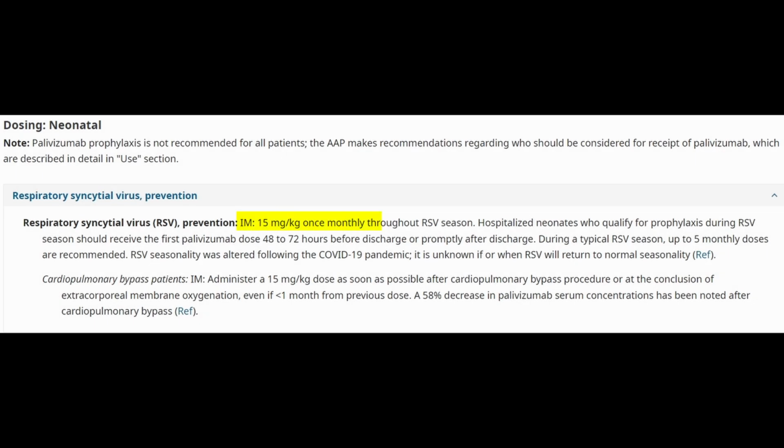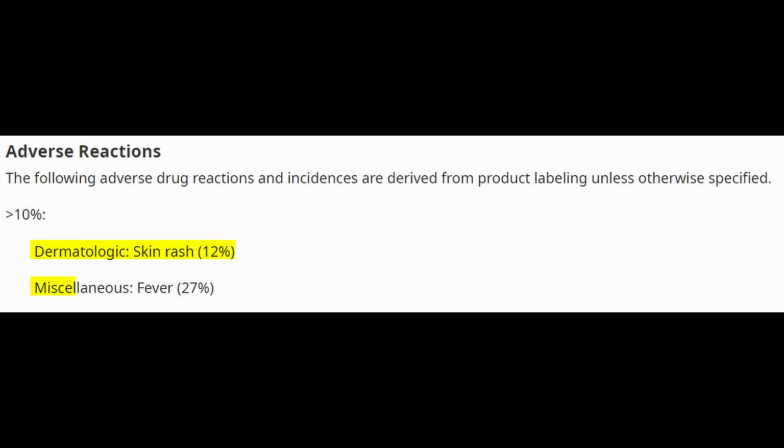The dose in both pediatric and neonatal age group is 15 mg per kg intramuscular once monthly throughout the RSV season as described before. The dose has to be given 48 to 72 hours before discharge or promptly after discharge. During a typical RSV season, up to 5 monthly doses are recommended. Common side effects include skin rash and fever.